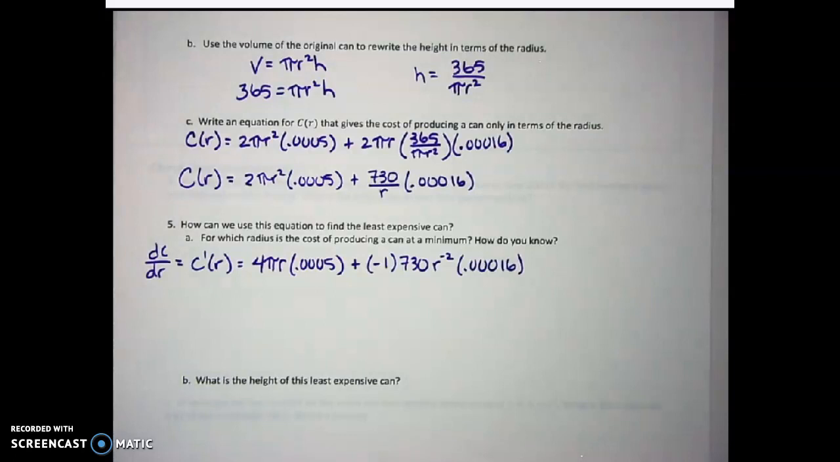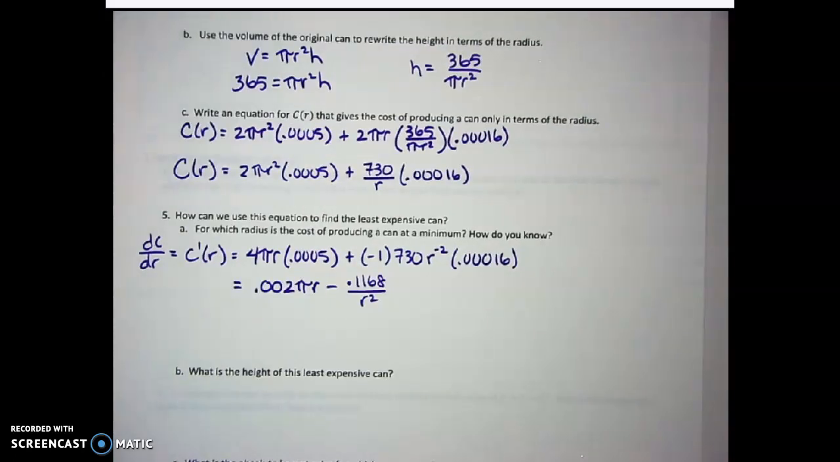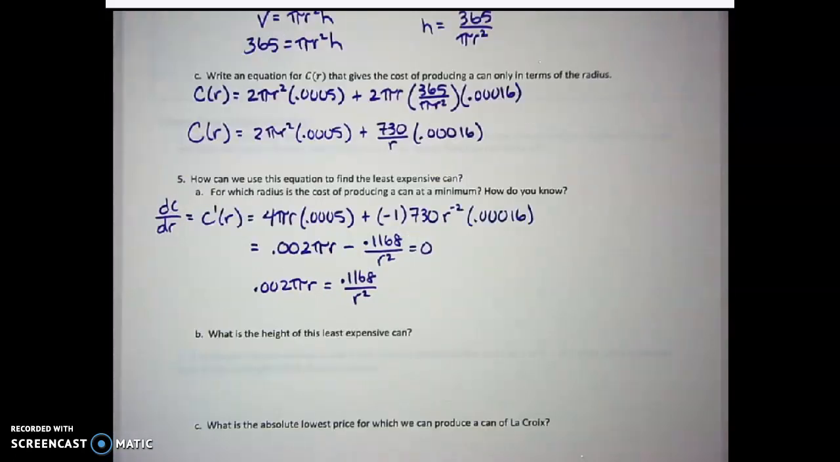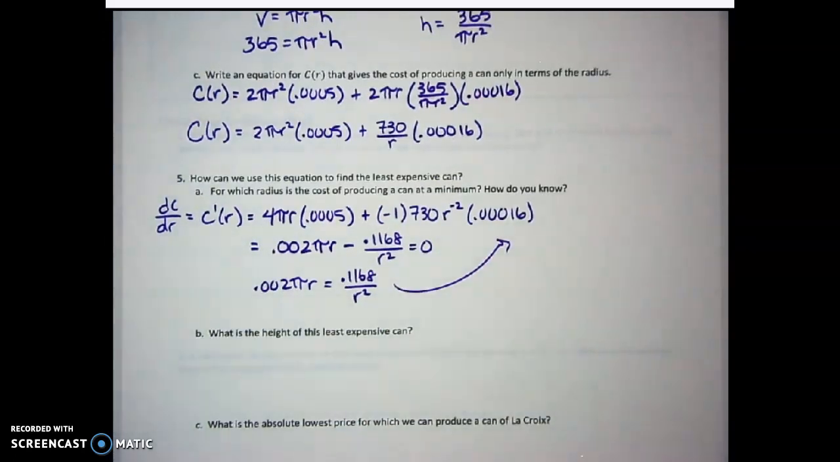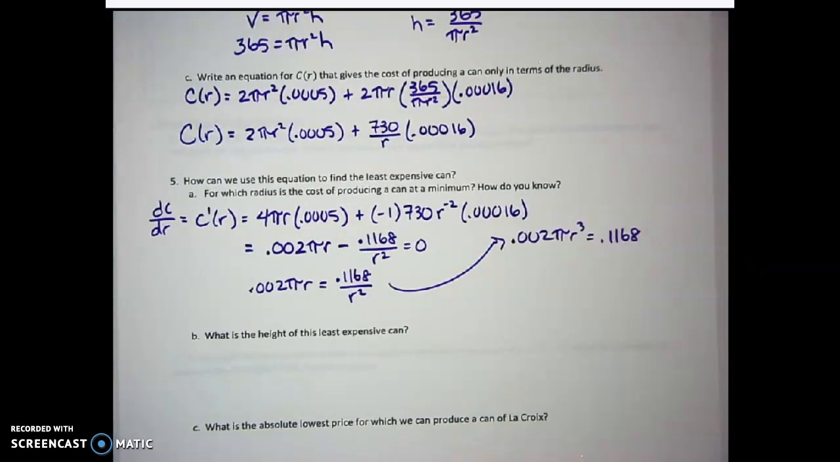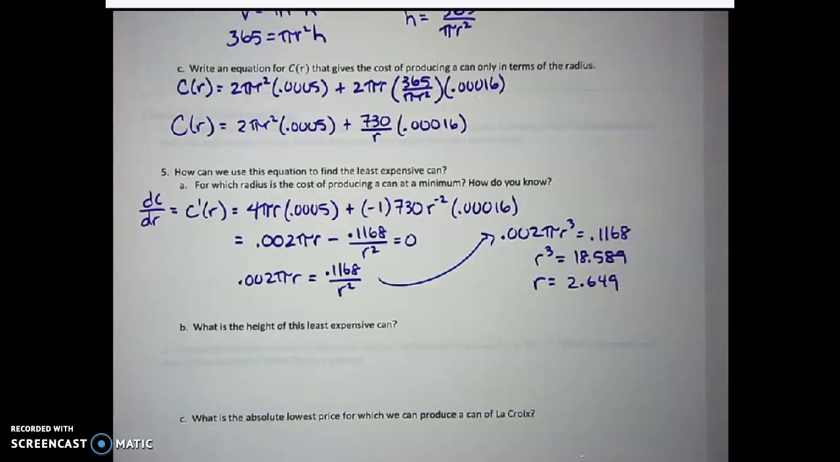Now let's clean that up a little bit. Then we need to set that equal to 0 and find what our r equals. So again, pause the video and do that, please. Bringing the other term over to the other side, I get that they're equal to each other. Then I can multiply both sides by the r squared to get out of the denominator. And then dividing and taking the cube root, I get that the radius is 2.649.